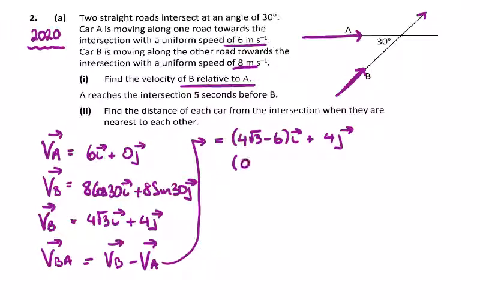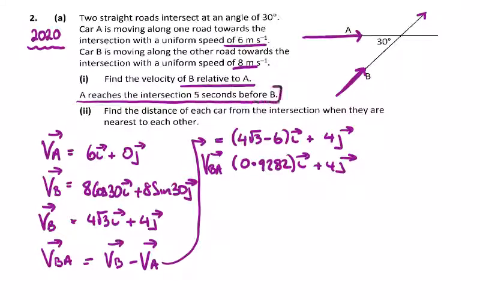And just to change it into a decimal, 4 root 3 minus 6 is negative 0.9282, to know the direction. Negative 0.9282 in the I direction, plus 4 in the J direction is the velocity of B relative to A. A reaches the intersection 5 seconds before B. So if it's there 5 seconds before, in 5 seconds time, A is now here and B is at the intersection, and A is traveling at a speed of 6. 6 by 5 will make this 30.